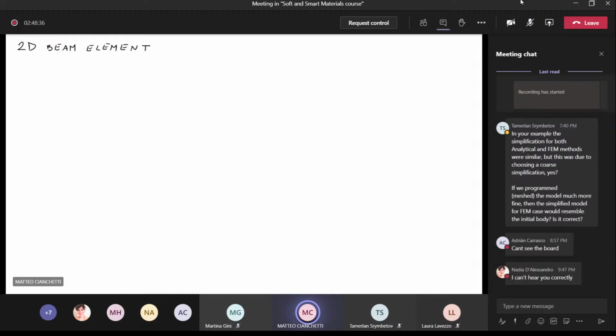So let's try to visualize this rule a little better with the example that I mentioned. So let's start. Okay, the 2D beam element is something that we are going to see in a while, but let me recall what we said about the 1D bar element.